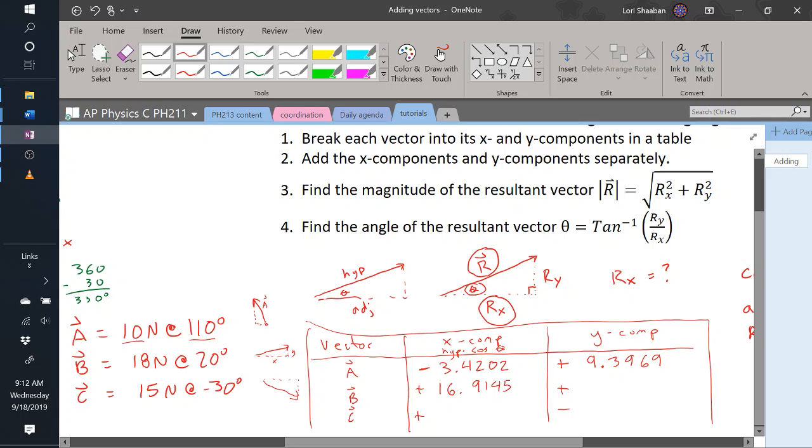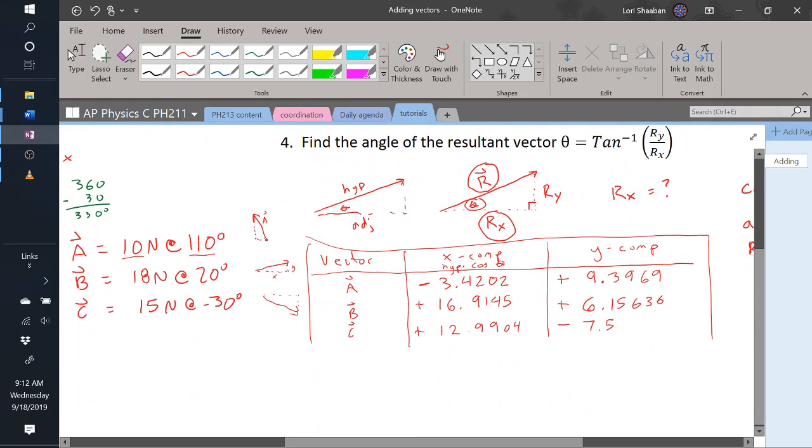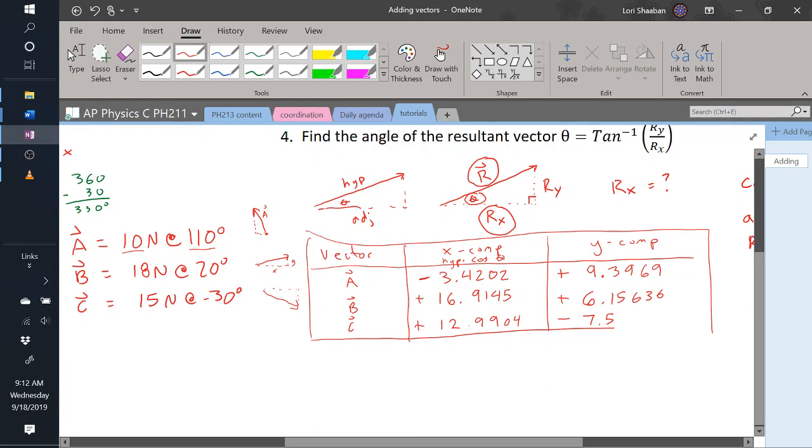And I do the same thing for my b vector. Here's my bx, here's my by, positive, and my cx, and my cy. Then we are going to extend this table just a little bit further and find our resultant vector. Just the vector when we added everything together.